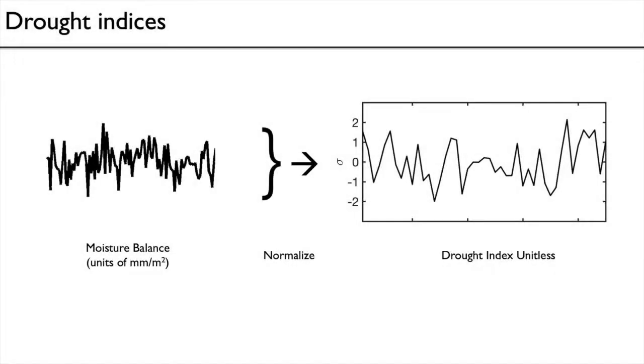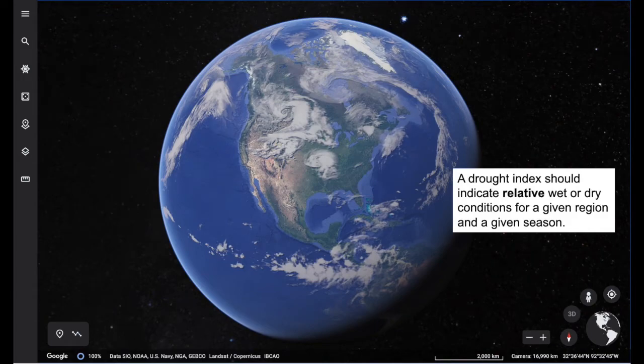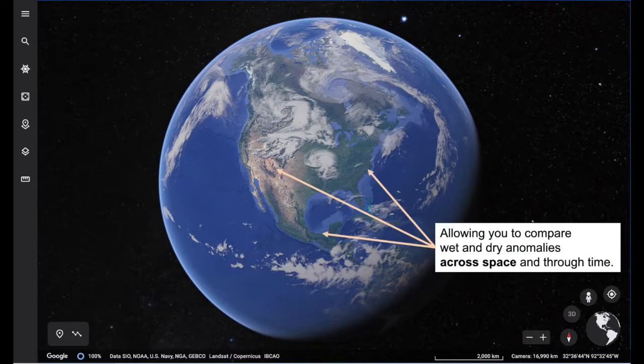uses. Drought indices really are an attempt to normalize that moisture balance equation of supply and demand in a way that is consistent across space and through time. And that's the key concept here. When we're talking about drought indices, what we're trying to do is find a way of normalizing the anomalies in precipitation or precipitation minus the evapotranspiration demands and be able to look at variations consistently across space and through time.